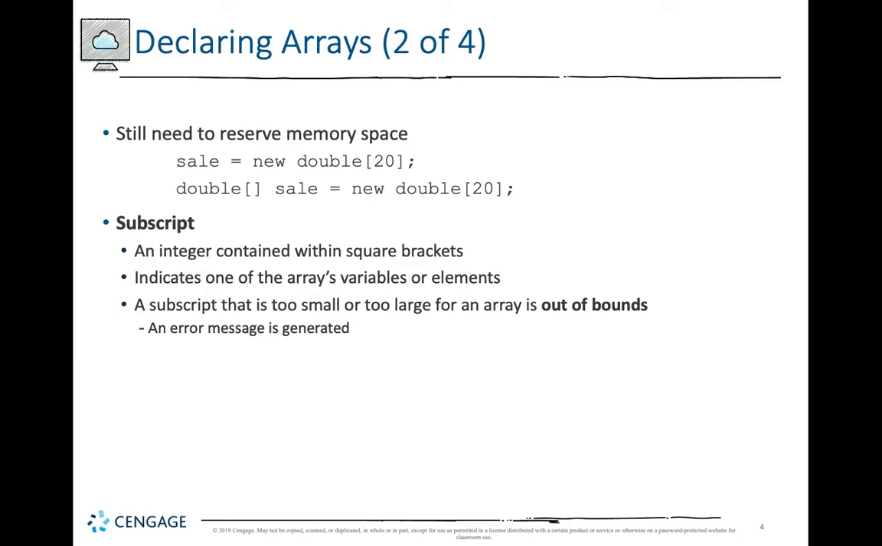All right, so if you have, say for example here, double sale equals new double sale, we're specifying 20 elements. That's the subscript. That means that if you call anything outside of 20, you're going to get an error. And the error will be some type of array index out of bounds error, right? This will be the error message generated.